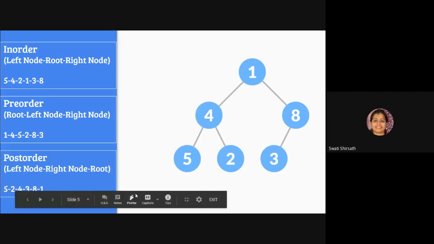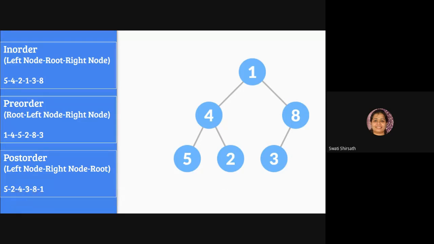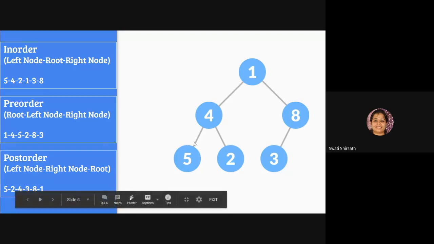Then we have post-order: left node, right node, and then root. Okay. So here, root is considered at the end. So first we traverse left node. In the same way we traverse in order. So go to the leftmost node, which is 5. Then go to right side and then go to root node. Okay. So left, right and root.